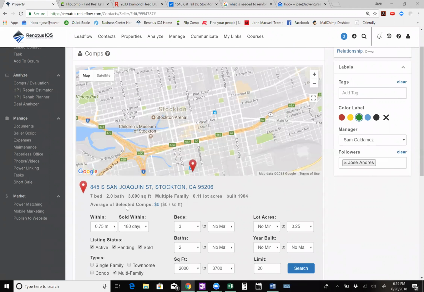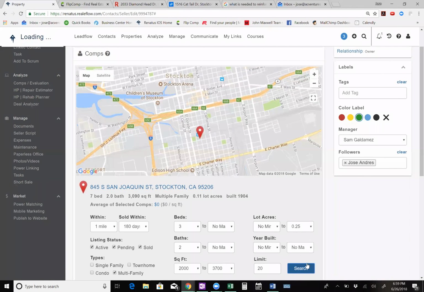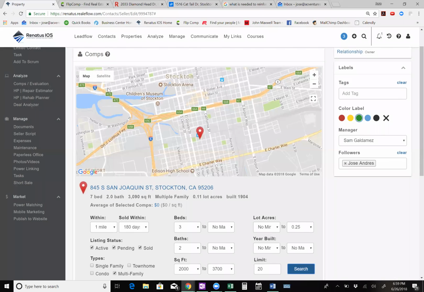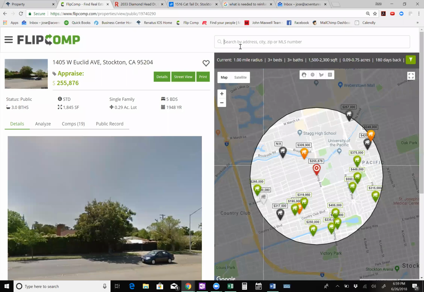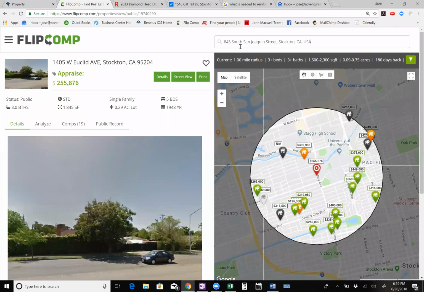So then what I do, let me see, let me go a mile out. So not getting anything. Okay, I go to flip comp. So flip comp pulls directly from the MLS, right? So you guys want to be using flip comp, which is also part of real flow. So it's 845 South San Joaquin Street, Stockton.